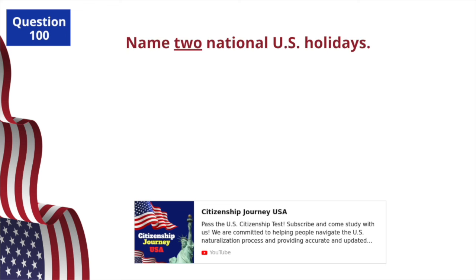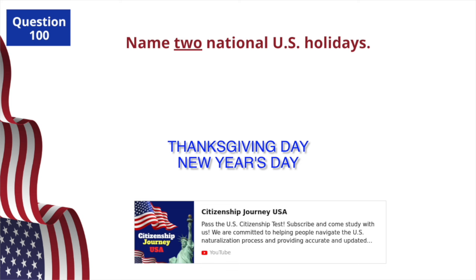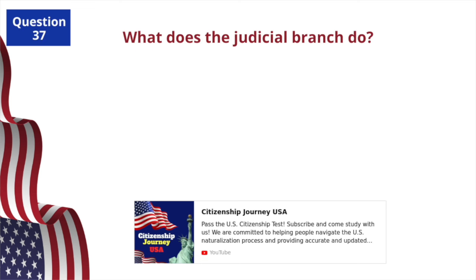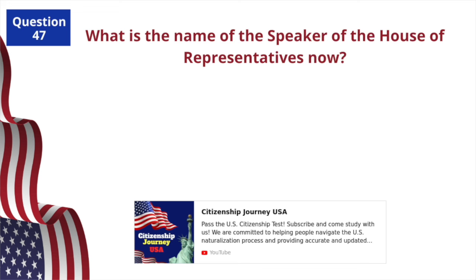Name two national U.S. holidays. New Year's Day. Independence Day. What does the judicial branch do? Reviews laws. What is the name of the Speaker of the House of Representatives now? Mike Johnson.